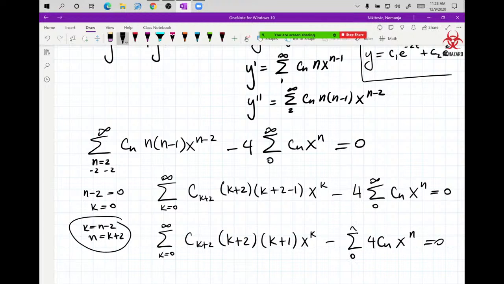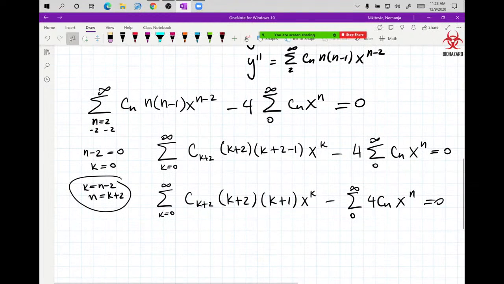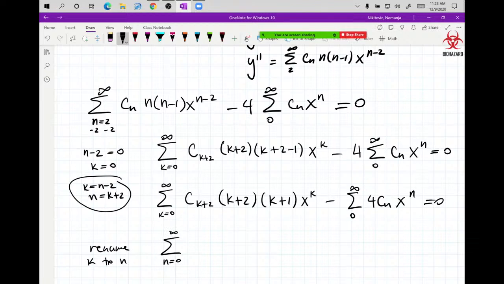Now, obviously, we can't put these together because these are k's, these are n's. So we can just rename k to n, and it's still the same problem. It's just now it's going to have n's, so we can combine it with the other. There we go.